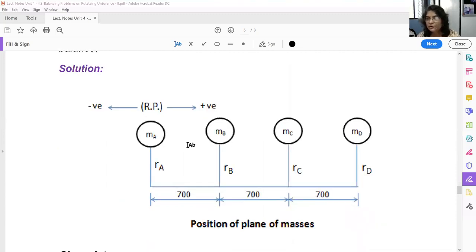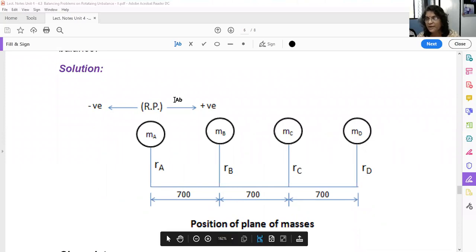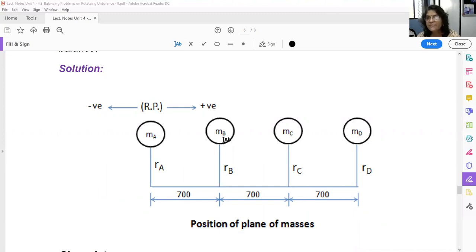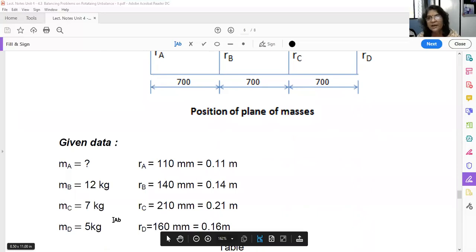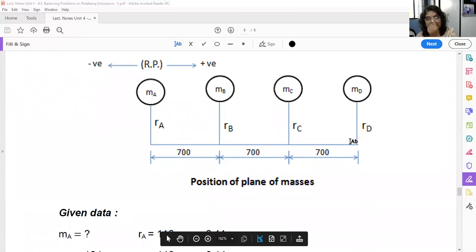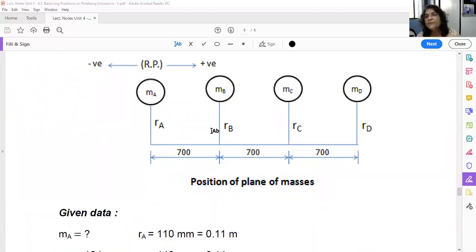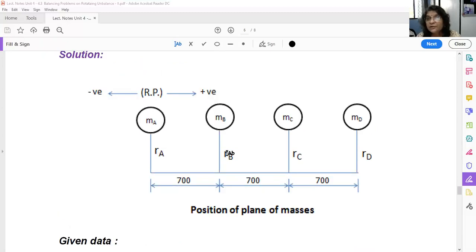So all the masses you have to show here. This is the convention to show the balancing system, rotating unbalance. This is mass A, mass B, mass C, mass D. Okay. What is given? B, C, D, their masses are given. Okay. 12 kg, 7 kg, 5 kg. Radius of all 4 masses are given. These are acting at this radius, RA, RB, RC, RD. That is given. Then their linear position is also given. All the masses are 700 mm from each other. Then what else is given? No angle is given. You don't know how to place these 4 masses. Okay, no angle is given.